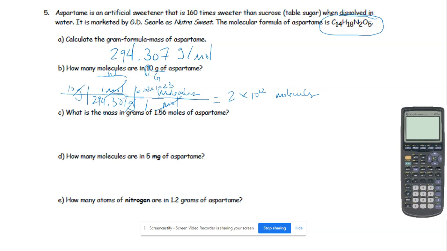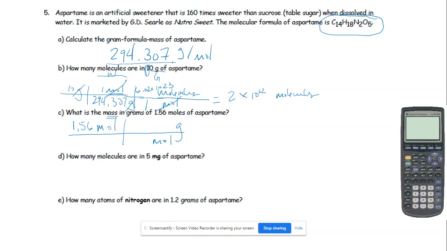So now we are trying to figure out how many grams would be equal to 1.56 moles. This is actually easier than the last question because there's only 1 step. We just need to go from moles to mass. So if I'm given 1.56 moles, I want to get rid of moles. I'm going to put mole on the bottom. How many grams, because I'm looking for mass, how many grams in 1 mole?